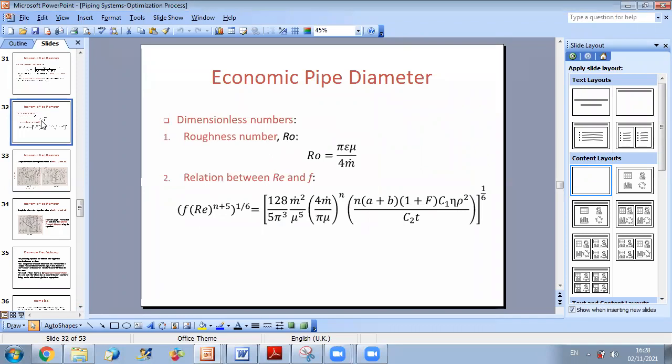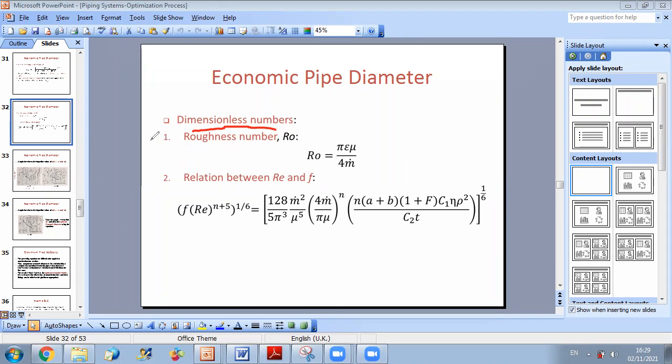So let us see how we build these charts. First, as usual, we need to define dimensionless numbers that can be used to draw our charts, which can afterwards be used in general cases. What is a good dimensionless number here to use? We don't use epsilon over d or Reynolds, because they contain the diameter, and the diameter is unknown.